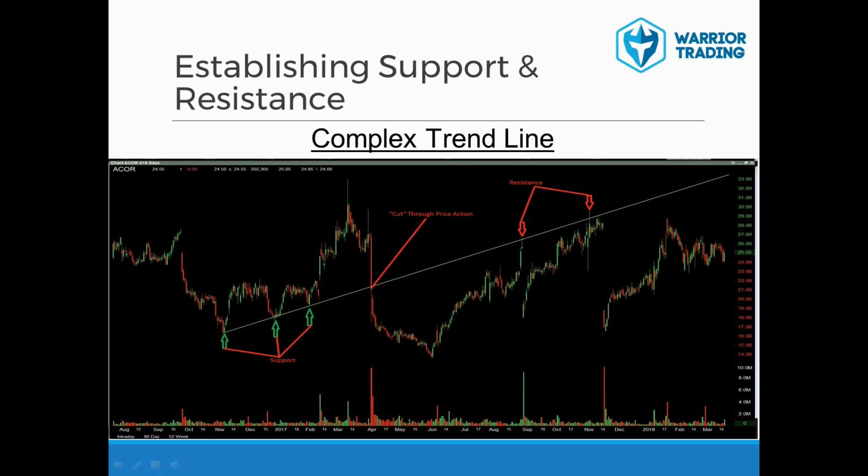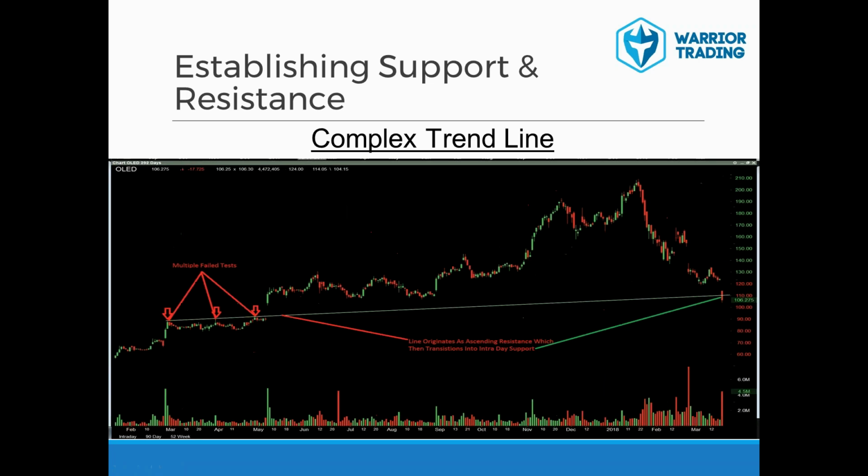Another example of a complex line, we just traded this the other day, OLED. Very volatile name, but it can put in some huge range, which as day traders, we're always looking for that range because that provides massive trading opportunities. And this is a line that we used just the other day, and I wanted to include it today because of how well it reacted. So you can see multiple failed tests here.